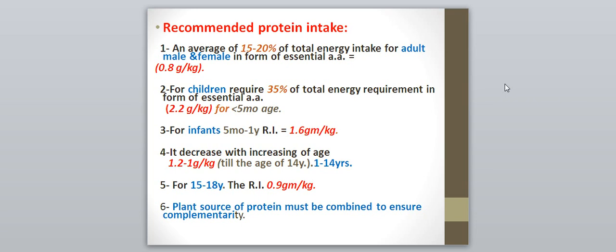For infants between 5 months and 1 year of age, the daily requirement is 1.6 grams per kg, and this requirement decreases with increasing age. It will be 1.2 to 1 gram per kg until the age of 14, and from 14 to 18 the daily requirement is 0.9 gram per kg. We have to remember that plant sources of protein must be combined to ensure complementarity.